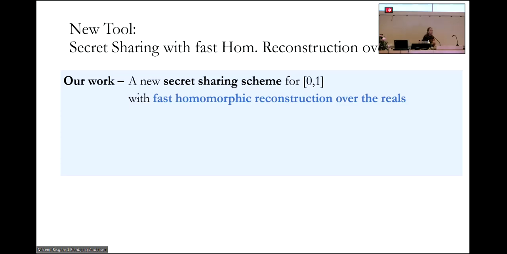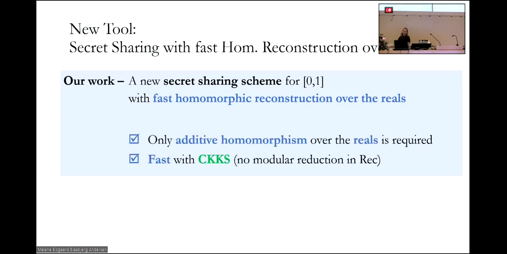And second is that real world data, at least for machine learning, is usually reals, and it is usually scaled to between 0 and 1. Okay. So we're interested in reals. So we developed a secret sharing scheme for numbers between 0 and 1. And it requires only additive homomorphism over the reals, and it's very fast, the CKKS. In particular, our secret sharing scheme does not need to do modulo reduction in the reconstruction phase.